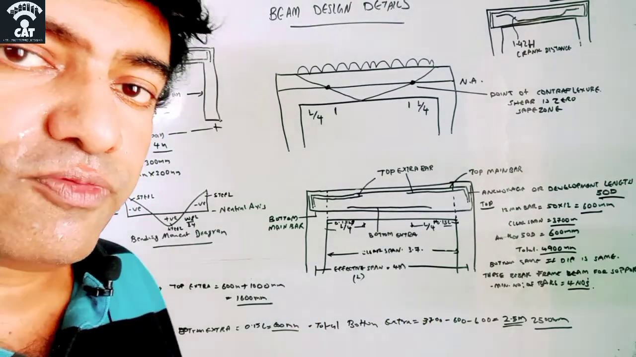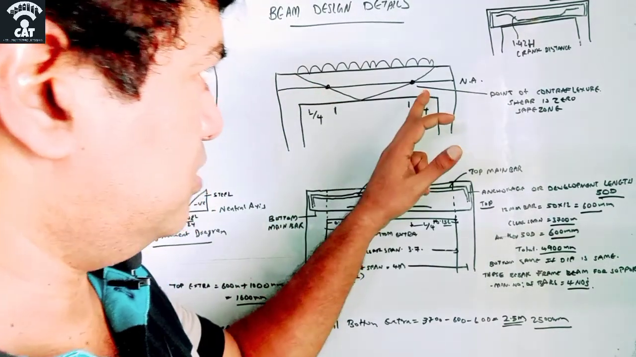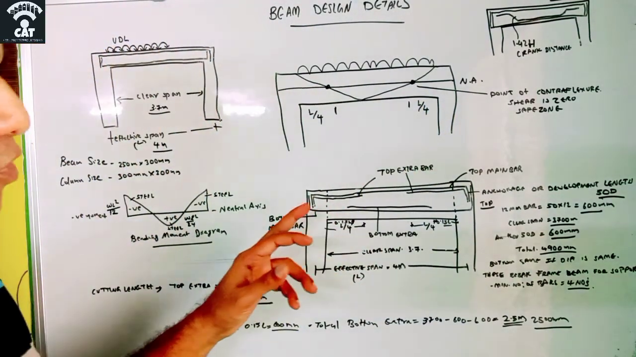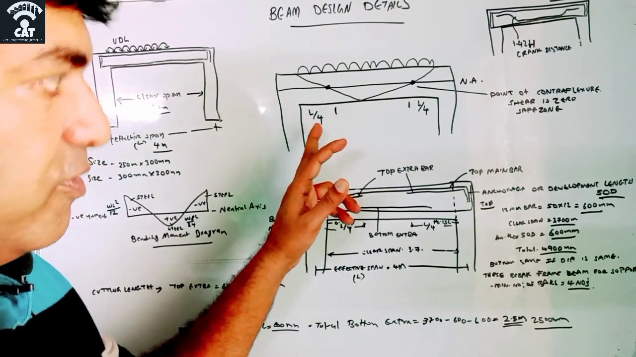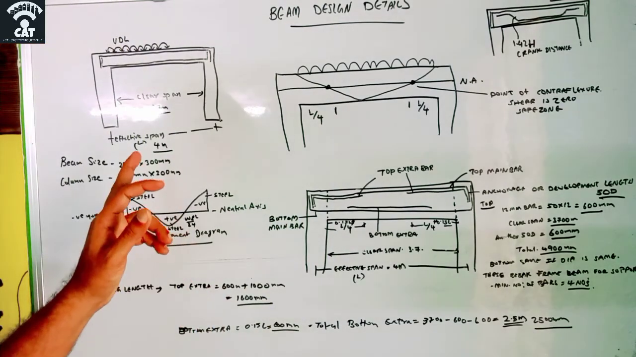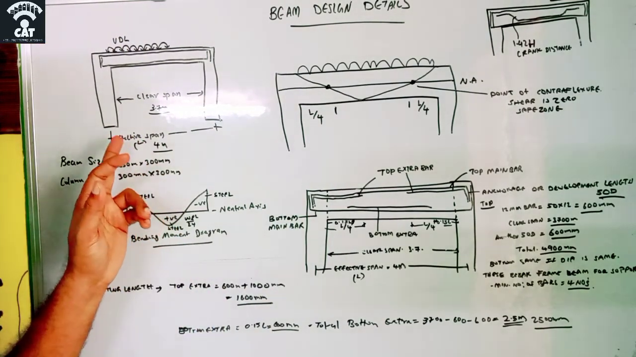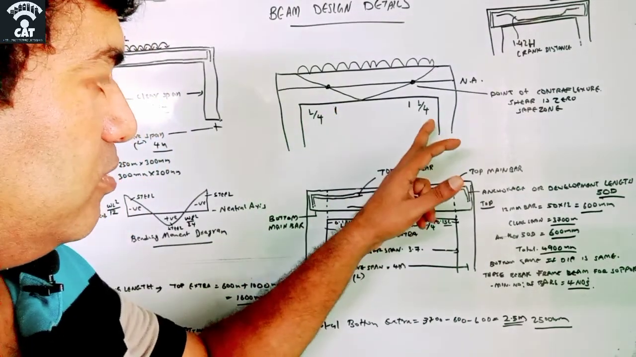So at that point the force is 0. So this is the point of contraflexure, and the point of contraflexure is at a distance of L by 4, where L is the effective length, the effective span of this beam. Okay, L by 4, L by 4.